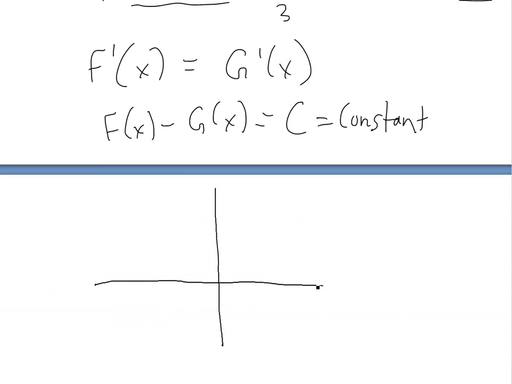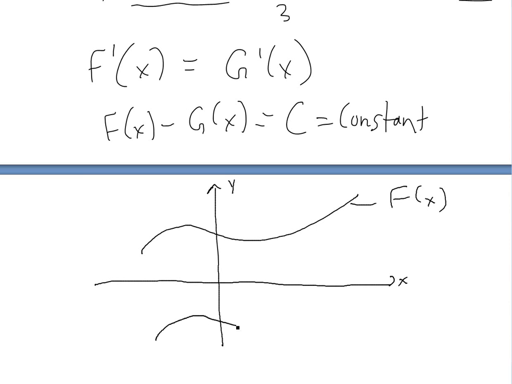If you have two functions that have the same derivative, this is x, this is y. If this is F of x, and the derivative is the same everywhere, then it has to look exactly the same everywhere. So it should look something like this, depending on whatever this constant is. So this is the constant here. You can see more on this in my video link on the mean value theorem below.